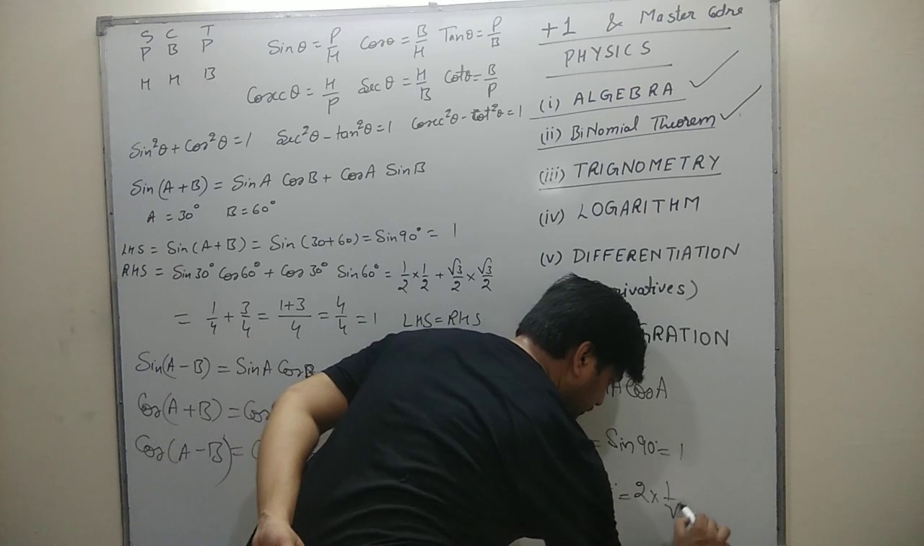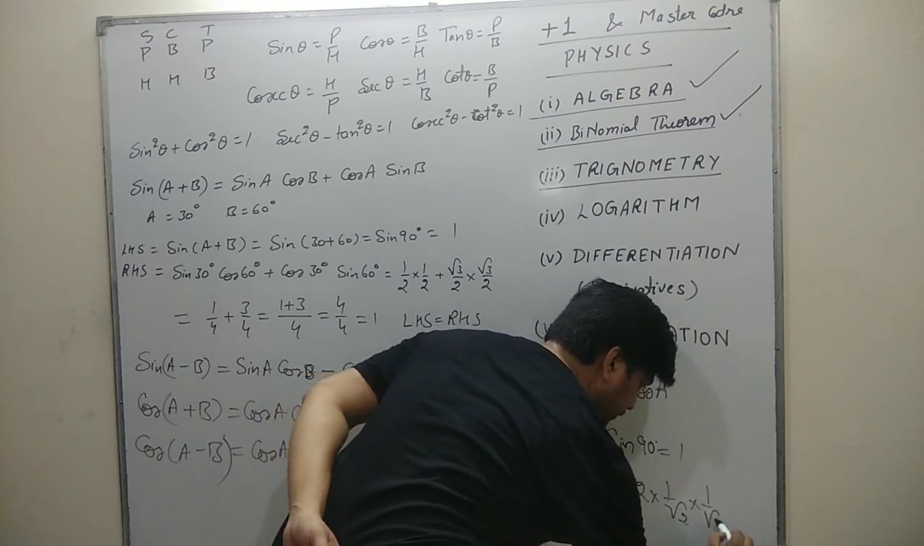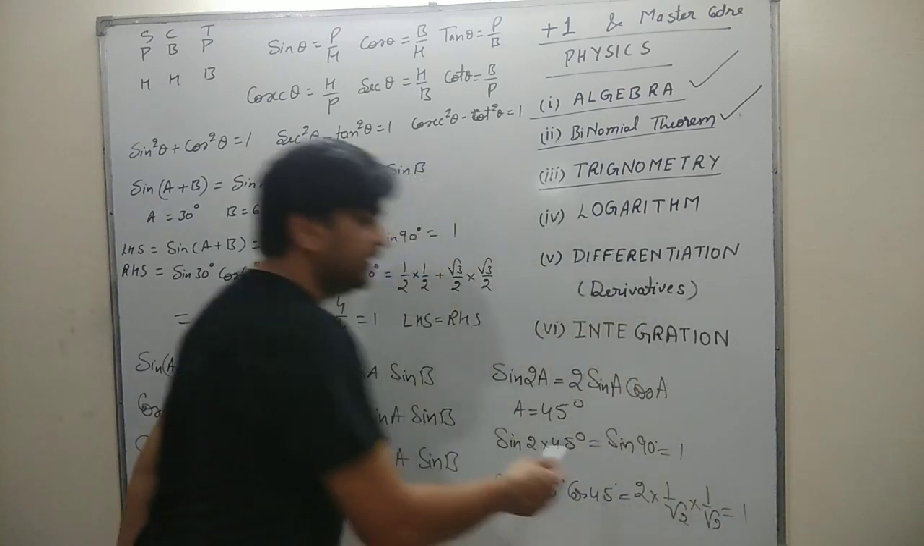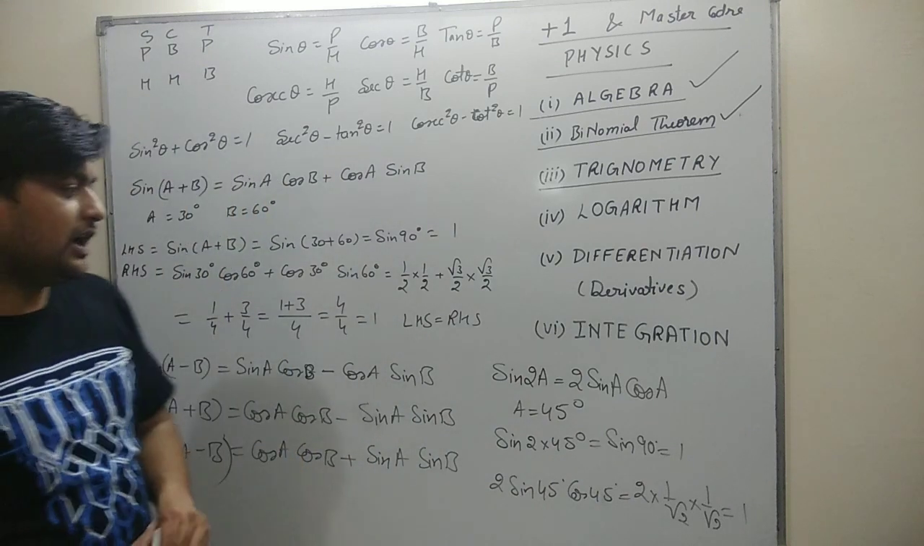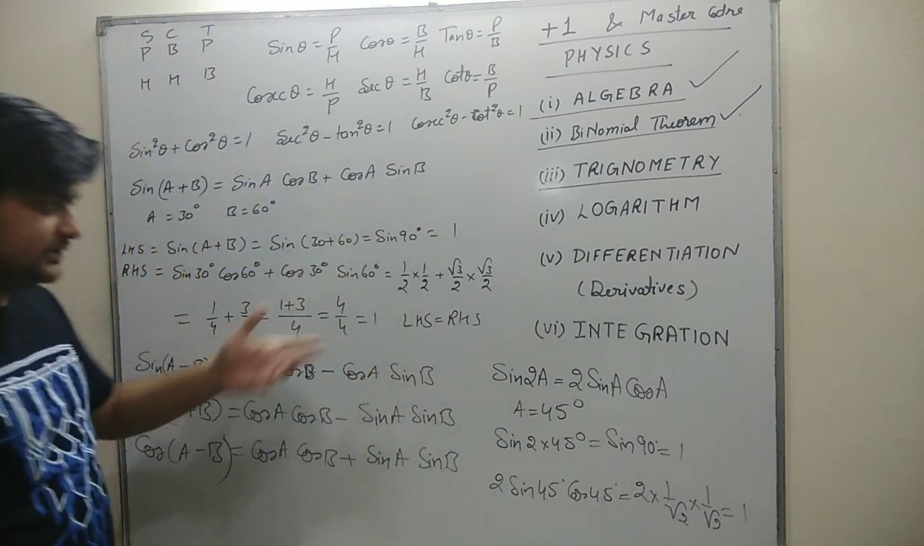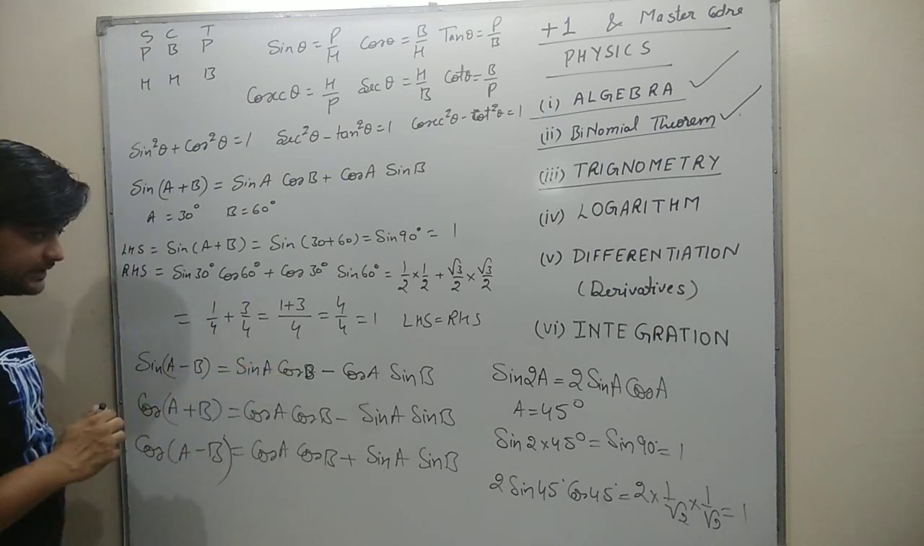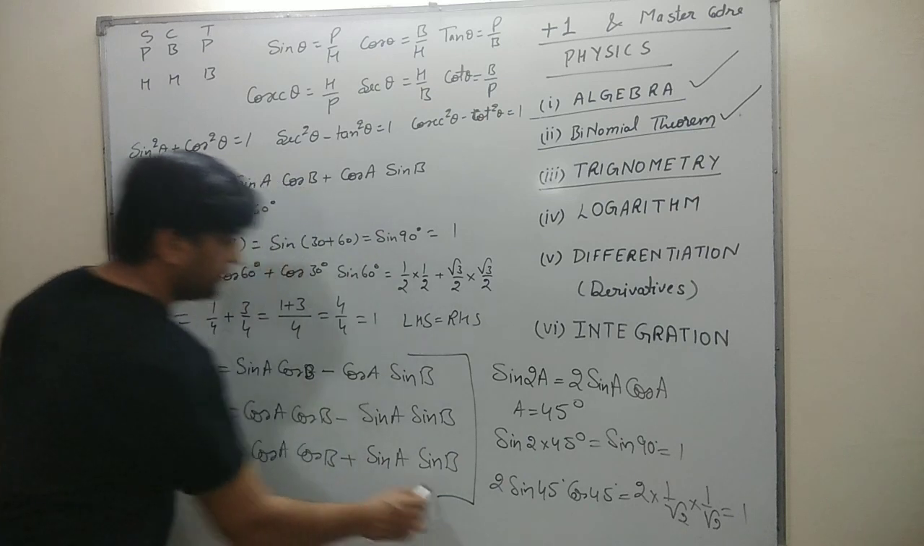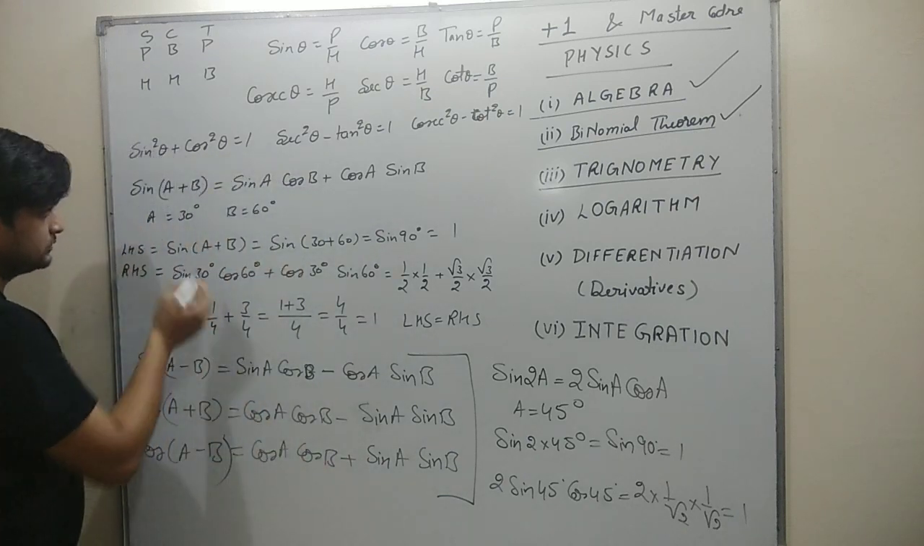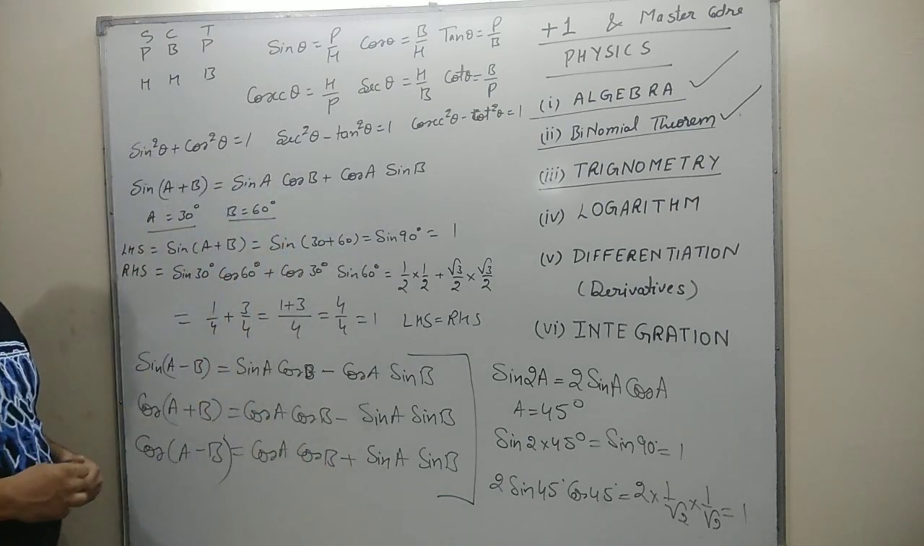2 into 1 by root 2, 1 by root 2, 1 by root 2, root 2, 2, and this is again 1. Left hand side, right hand side equal, and this means our formula is correct. This is one practice. So you have to check your homework in this. You have to check this formula by the value of this.